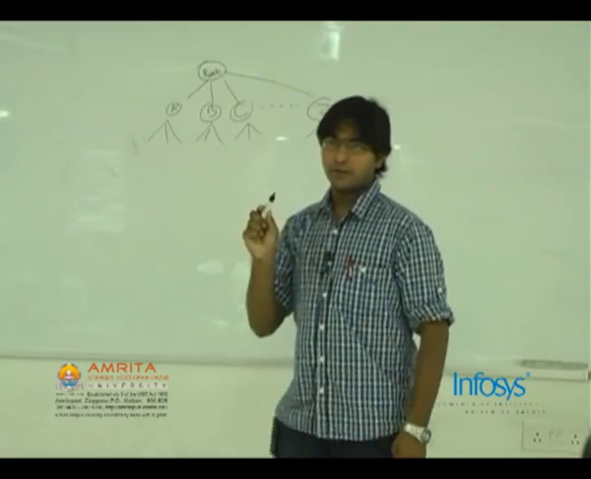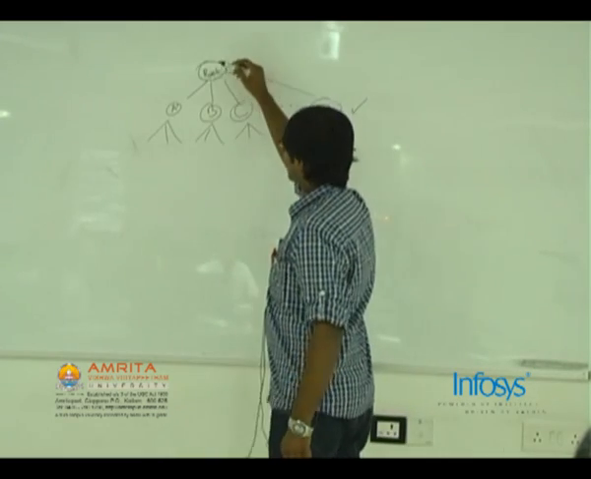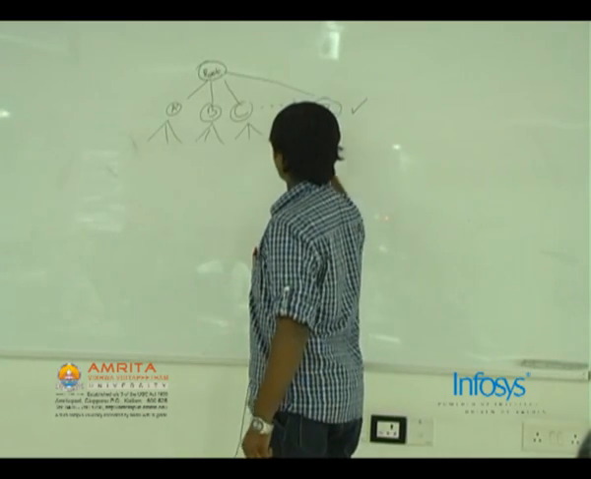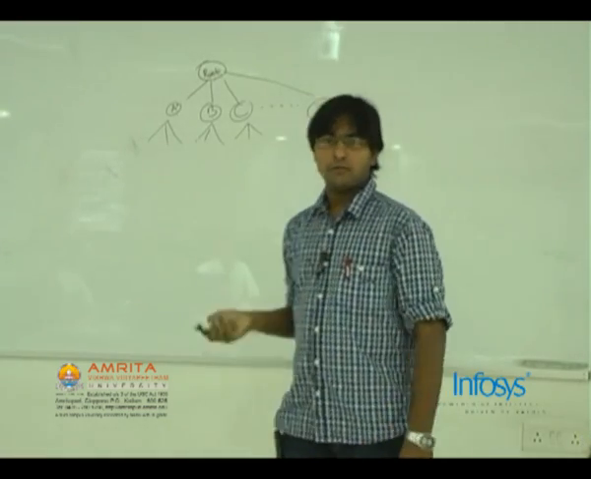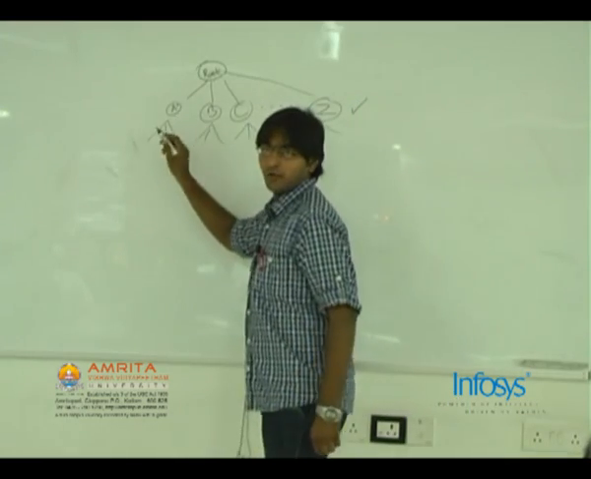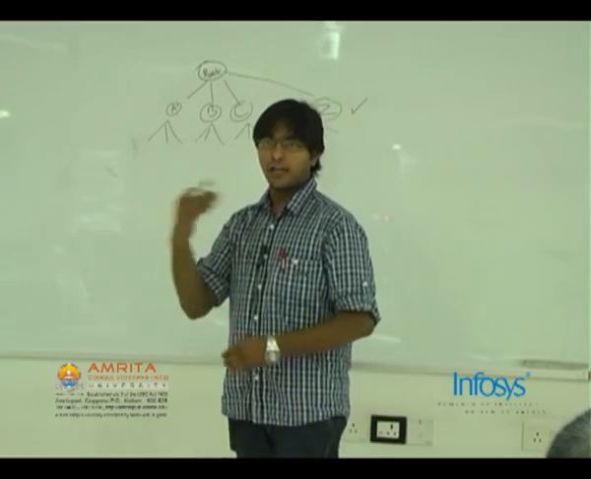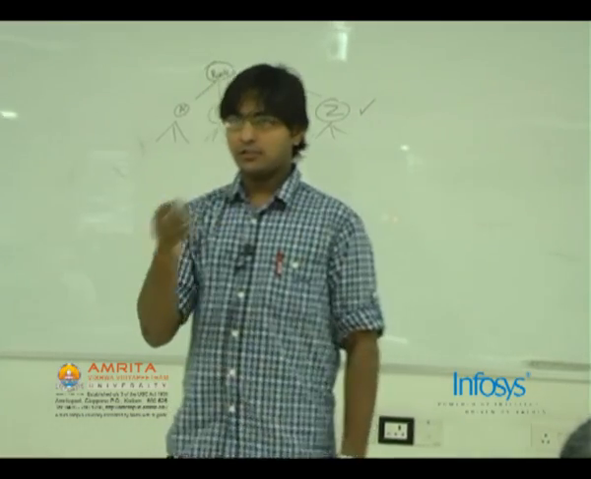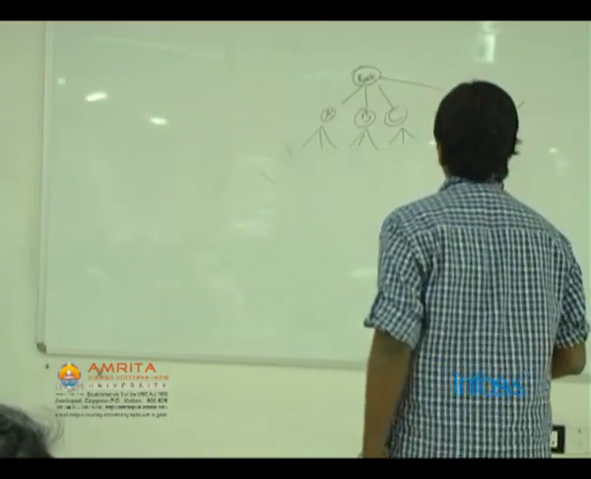Each node of the trie will have 26 children, and it's a tree-like structure. So there is a root, there are 26 nodes for A, B, C and Z respectively, and similarly each of these nodes will again have the same structure. Each of these nodes will have 26 children, each representing A, B, C, D until Z.